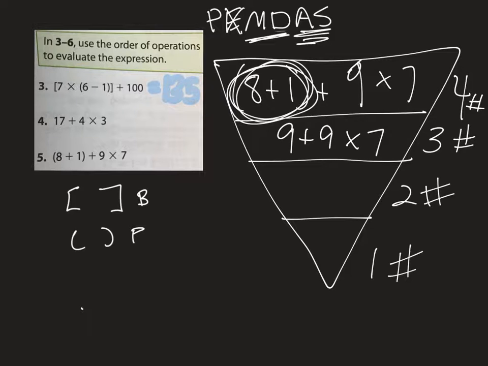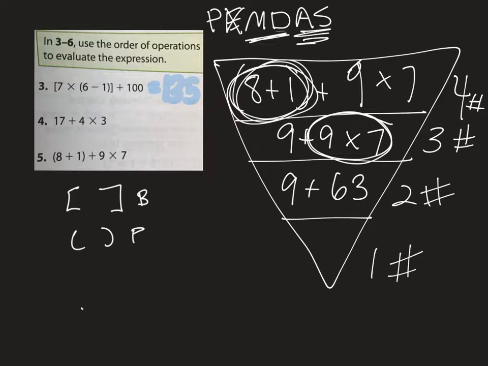Okay. If I follow my order of operation, I see that multiplication is before addition. So I'm going to go ahead and circle the 9 times 7. And 9 times 7 is 63. And then I'm going to bring down my 9 and my plus sign. Now I went from 4 numbers in the beginning to 3 numbers to 2 numbers. Now I'm going to go to 1 number.